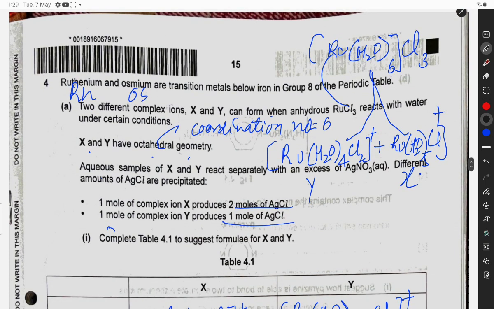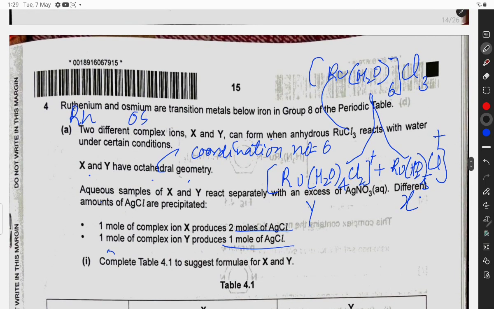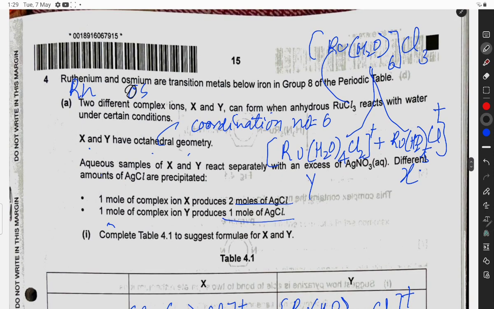Now next question is question number 4. Ruthenium and osmium are transition metals below iron in group 8 of the periodic table. This is ruthenium and this is osmium. Osmium symbol is Os and Ru is ruthenium. Two different complexes X and Y can form when anhydrous ruthenium chloride RuCl3 reacts with water under certain conditions. X and Y have octahedral geometry.